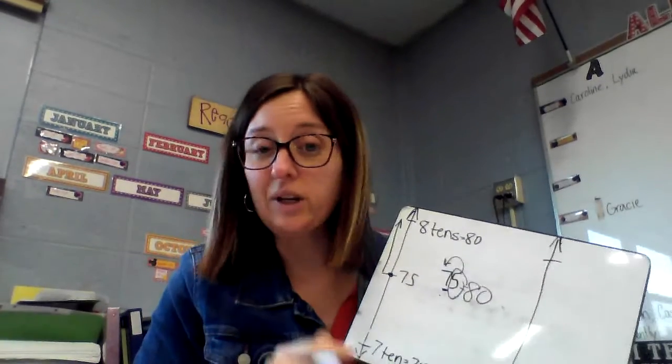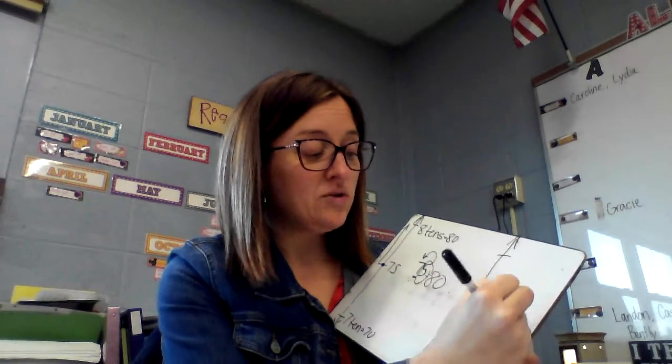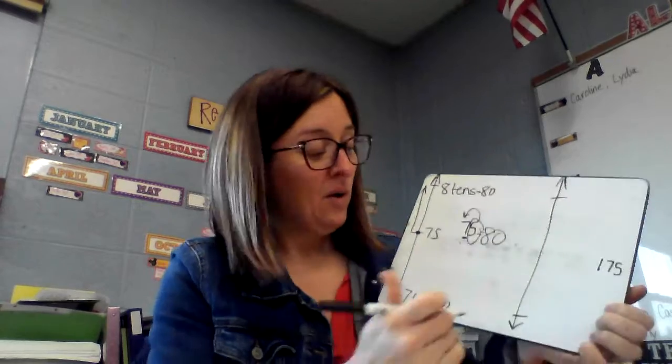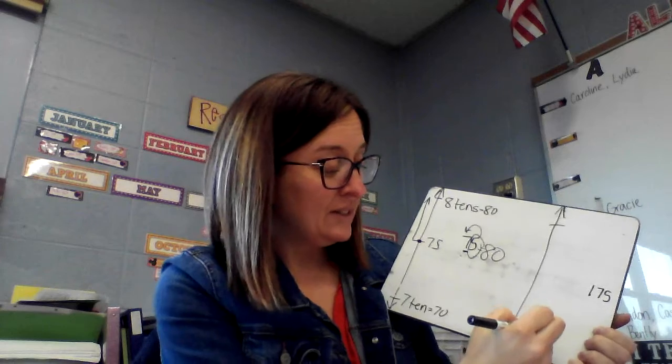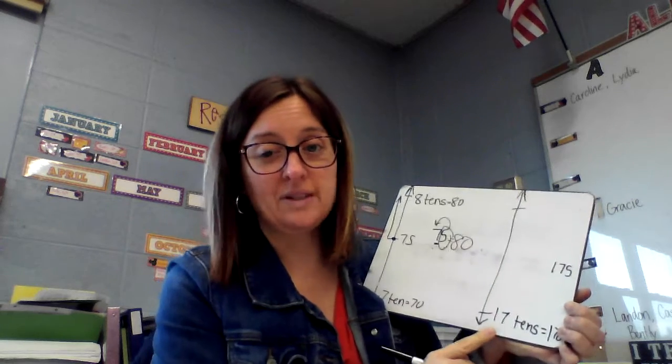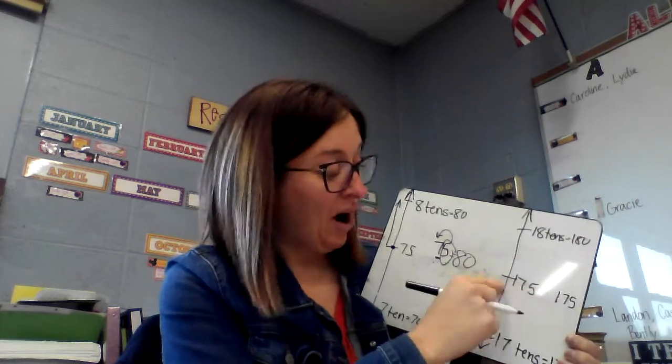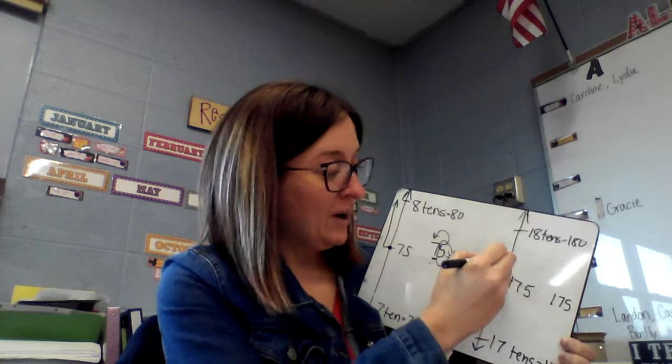Now, how would it change if I was 175? Well, I'm no longer going to just have 7 tens. I'm going to have 17 tens, or 170. And then 1 more than 17 tens is 18 tens, or 180. Halfway is 175. So I plot my number on my number line. Remember, anything that's at or above goes up.